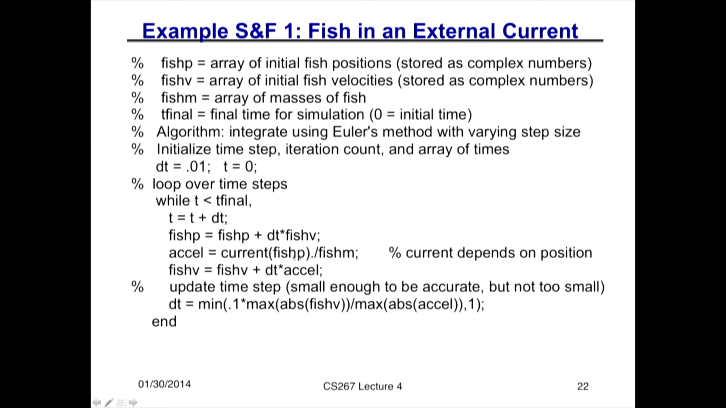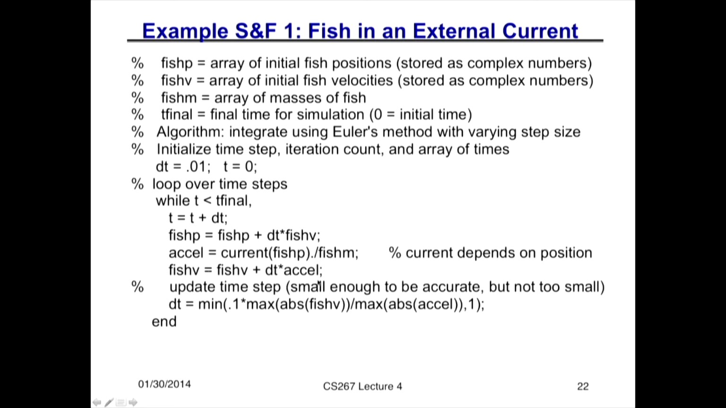Then, depending on where I am in the ocean, I'll evaluate the current there. That's embarrassingly parallel. And then I divide by the masses, component by component in MATLAB notation, and that gives me the acceleration. I similarly update, component by component, the array of fish velocities by multiplying by dt times the acceleration.